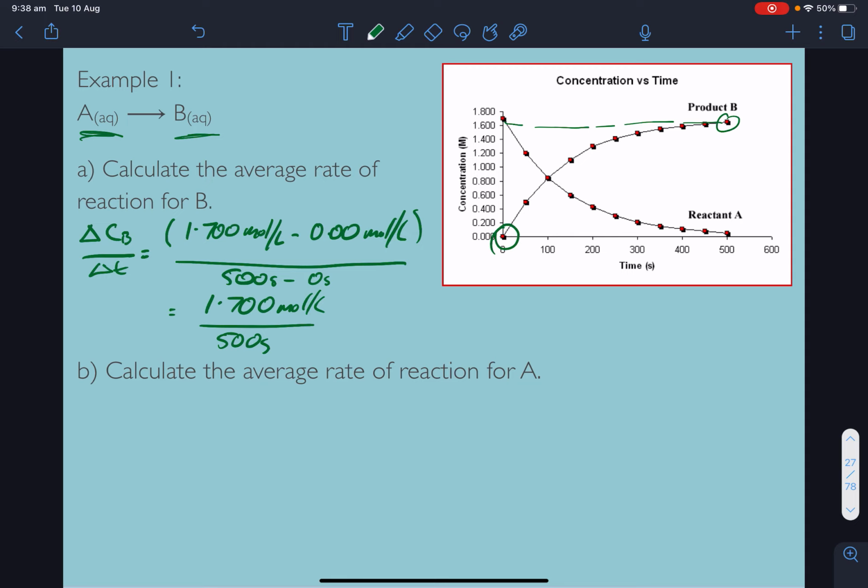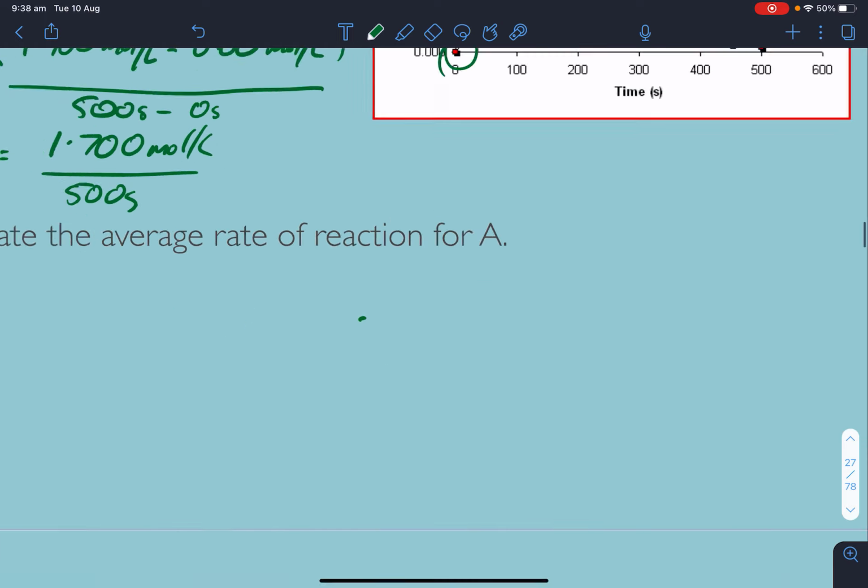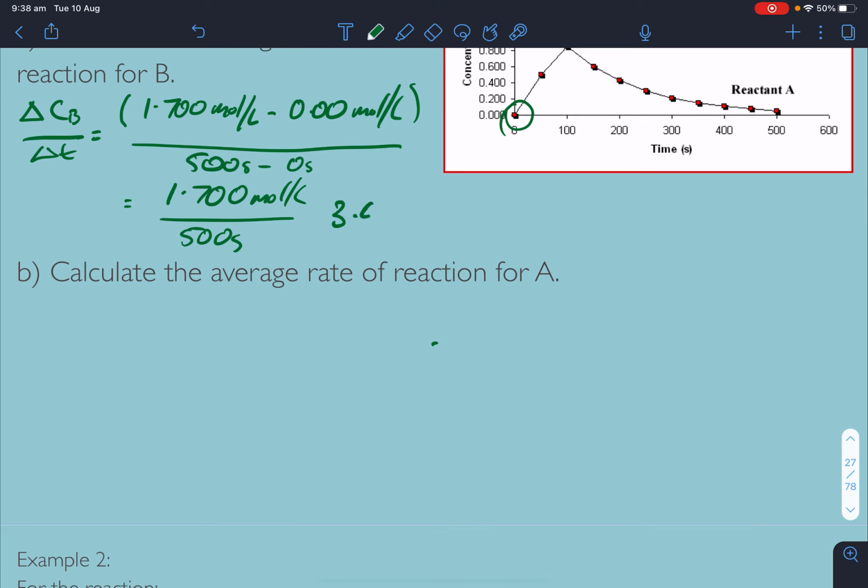So 1.7 divided by 500 equals 3.4 times 10 to the negative 3 moles per litre per second.